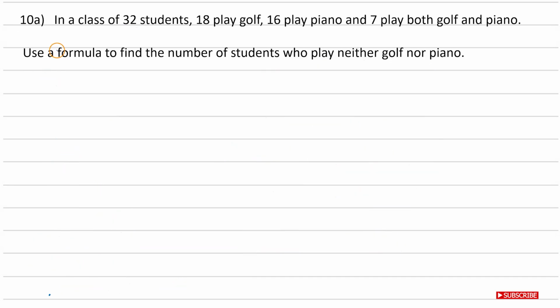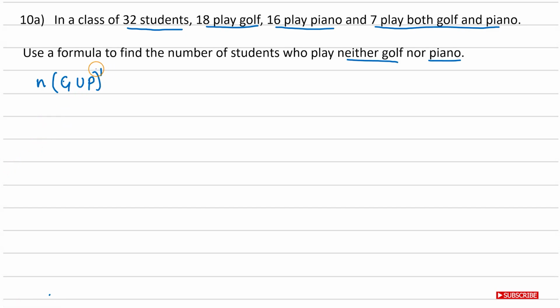And now for 10A, we're told in a class of 32 students, 18 play golf, 16 play piano, and 7 play both golf and piano. Use a formula to find the number of students who play neither golf nor piano. So what we're after is the number of people who are not playing golf or piano. So golf or piano, complement. They don't play golf nor piano.